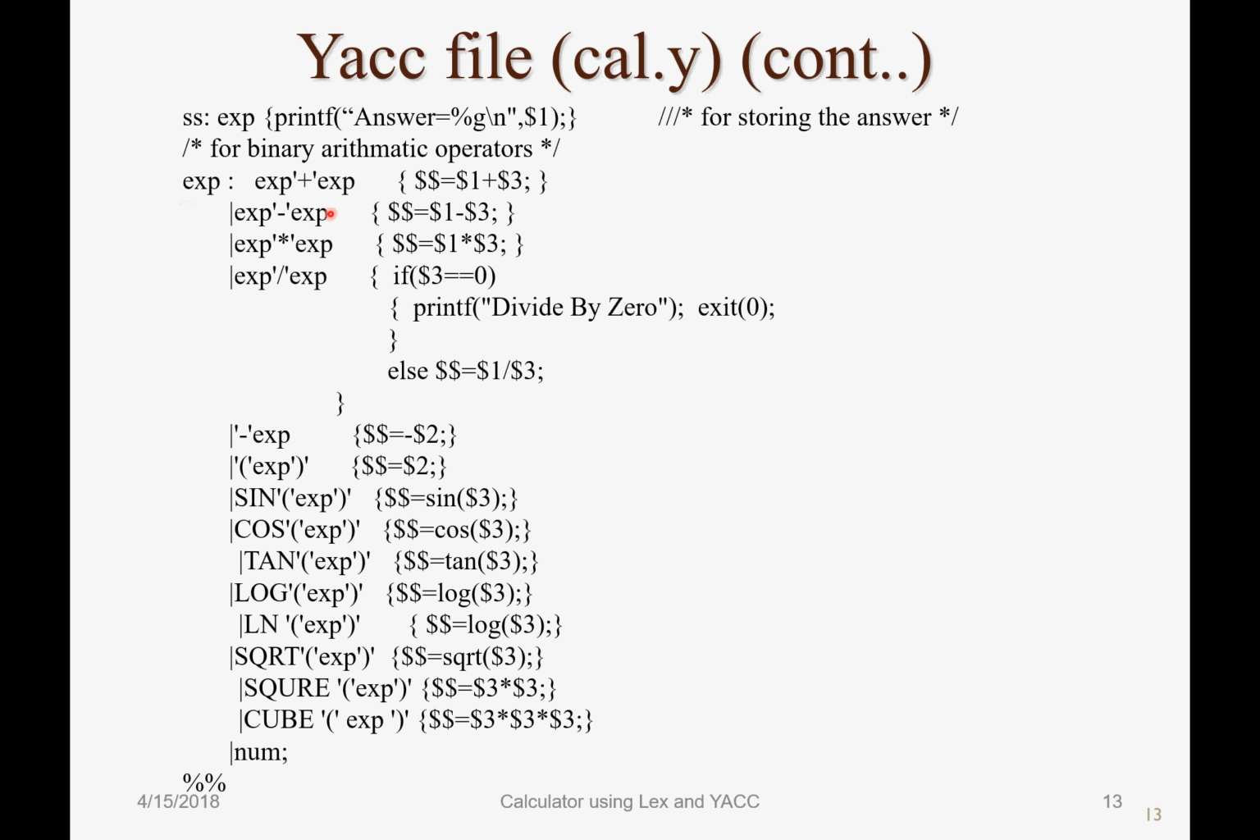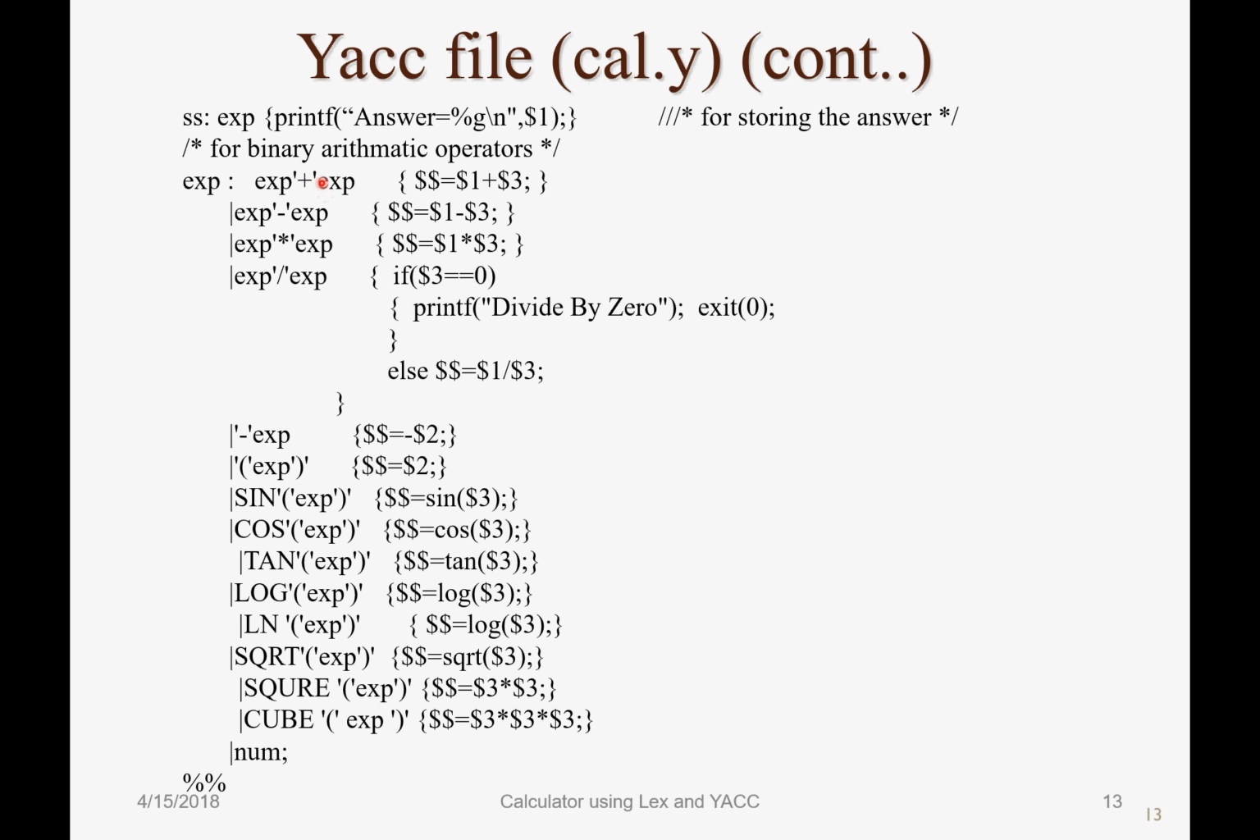So this is a grammar for arithmetic expression. Same thing, E is giving minus EXP, means this is a unary minus. Then E is giving bracket E in bracket. Then sine of E, cos of E, tan of E, log of E, all this way. So this is a grammar part.